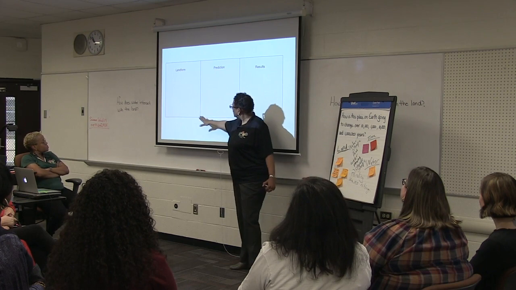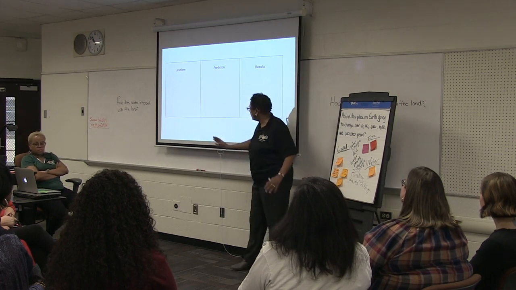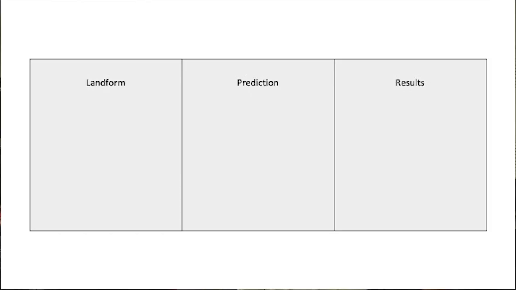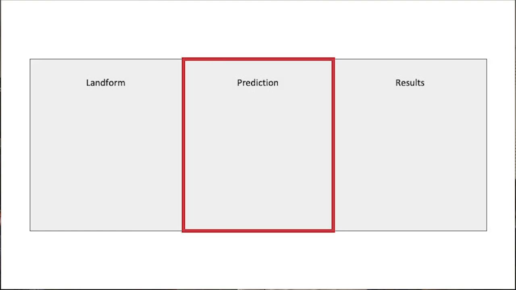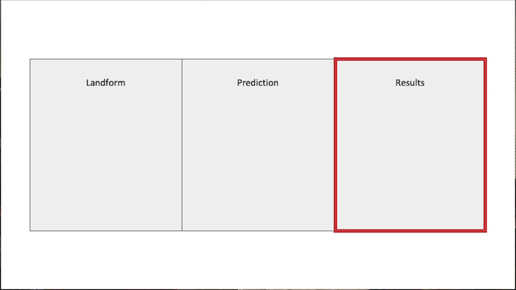So you are going to take a sheet of paper, we have some big poster paper, and you're going to separate it into 3 parts. One is a picture of your landform. The next one is a picture of your prediction of what your landform is going to look like once it interacts with water, once you add water to the system. And then after you investigate it, you're going to show your results here and draw a picture of what it actually looked like.